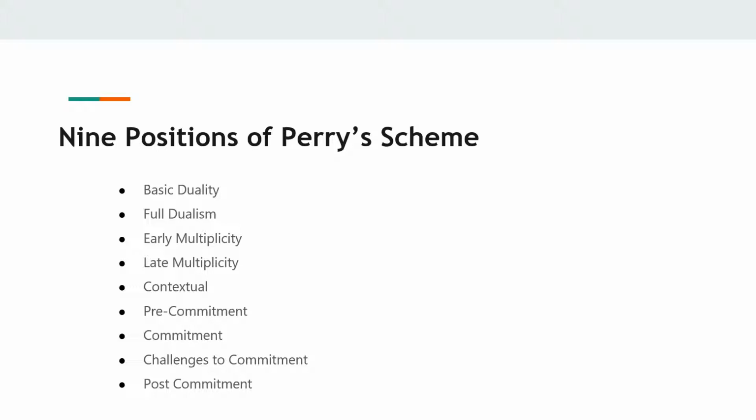Now that we have addressed the 4 stages, we will discuss the 9 positions within the 4 stages. The position of basic dualism and full dualism represent a student moving from black and white areas to gray areas. The early multiplicity position is when students see 2 different problems, ones that can be solved and those that cannot. The late multiplicity position is when most problems don't have a solution. The next position is contextual, where solutions are supported by reasons, and pre-commitment is when students start to see a problem and commit to a solution.